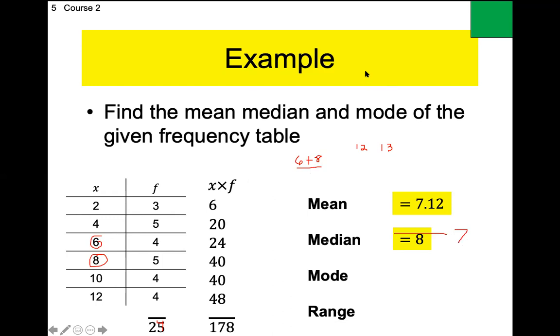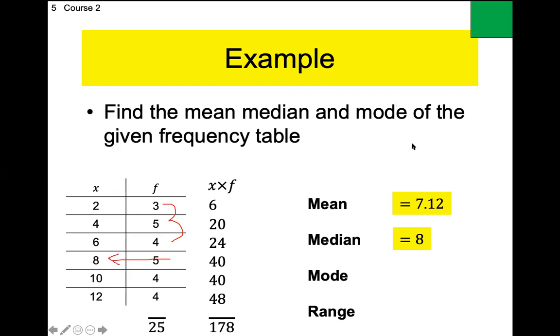But that's not the case because there were 25 numbers. When the number is odd, when you divide by 2, you get 12.5. Just round up to the next whole number, 13. So I'm looking for the 13th number. 3 plus 5 is 8, plus 4 is 12. So the 13th number would be in this row right here, and it's 8.